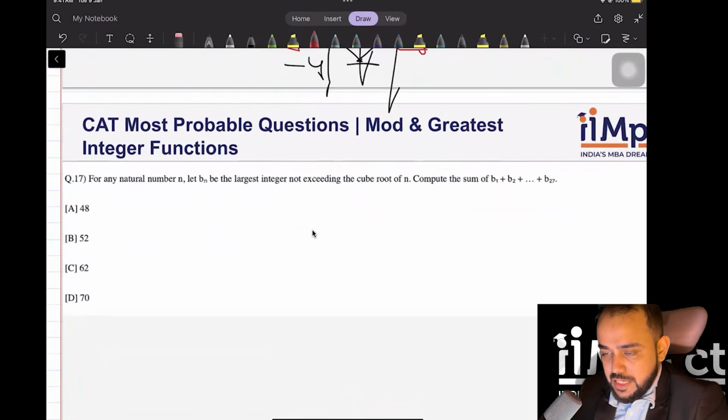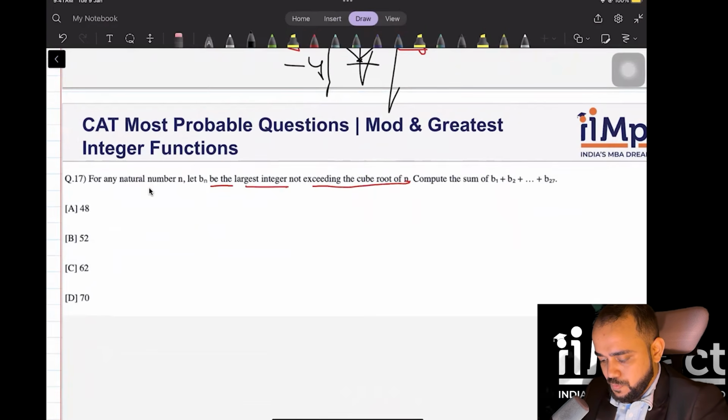All right, next question. You have a sequence of natural numbers given to you. You are applying the greatest integer function on this. The approach is simple. We'll break this. Bn be the largest integer not exceeding the cube root of n. So you will have 1, then 2, 3, 4, 5, 6, 7. 8 will move to the next line.